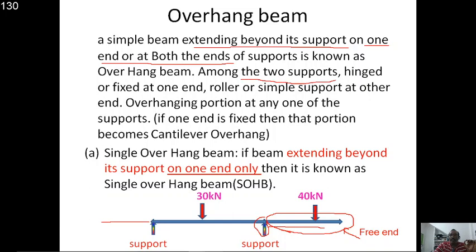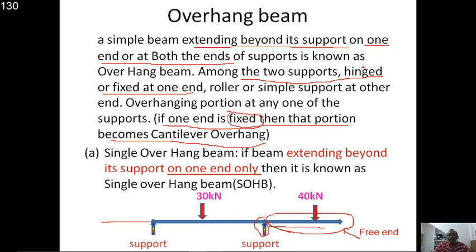So what type of supports is required? It requires fixed or hinged support. Please remember, if a fixed end comes, it is a cantilever portion. So I have given another name for that. If one end is fixed, then that portion becomes a cantilever overhang. We will see how it is added. In the overhanging portion, a cantilever is going to be added due to the fixity of one of the supports, where the beam is extending over that support. A fixed support with an extension gives the cantilever portion, due to the fixity.